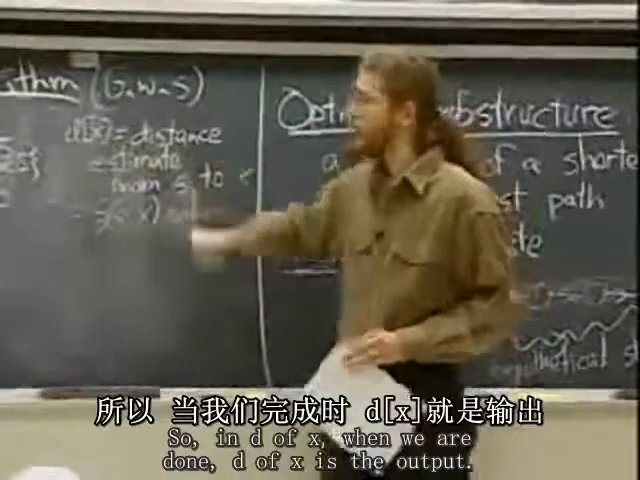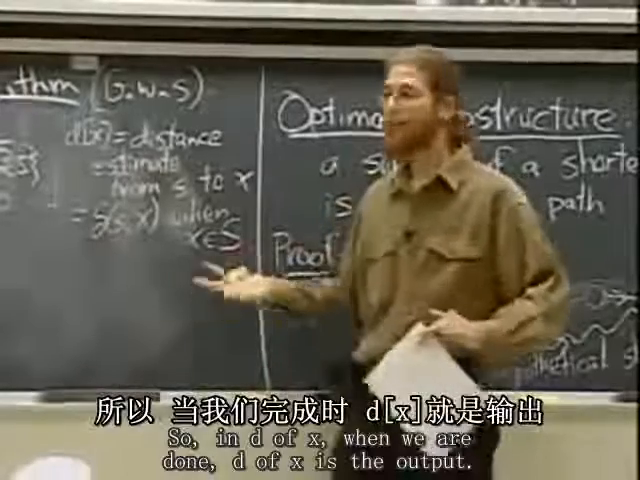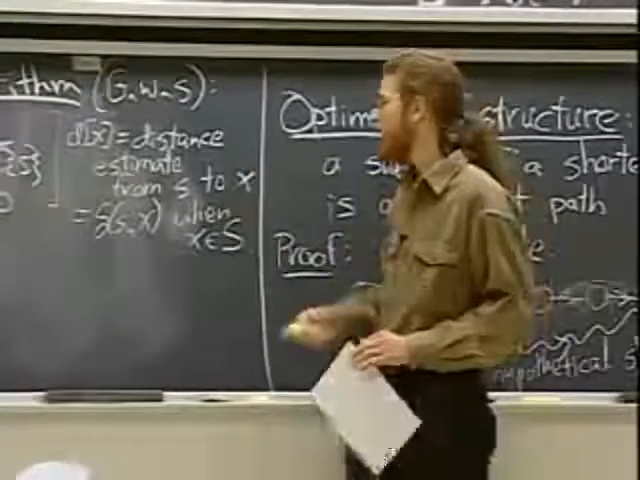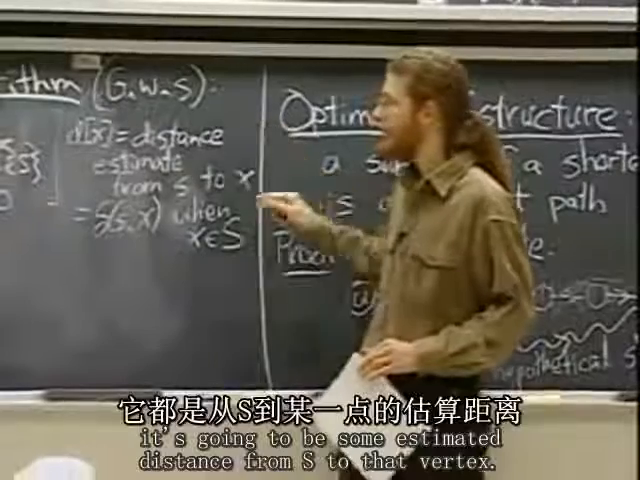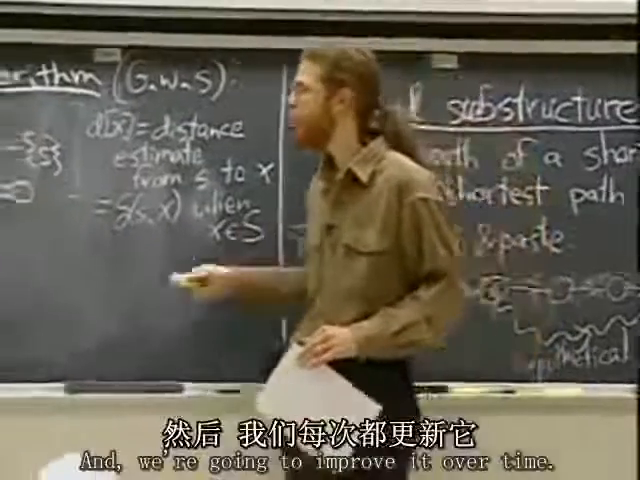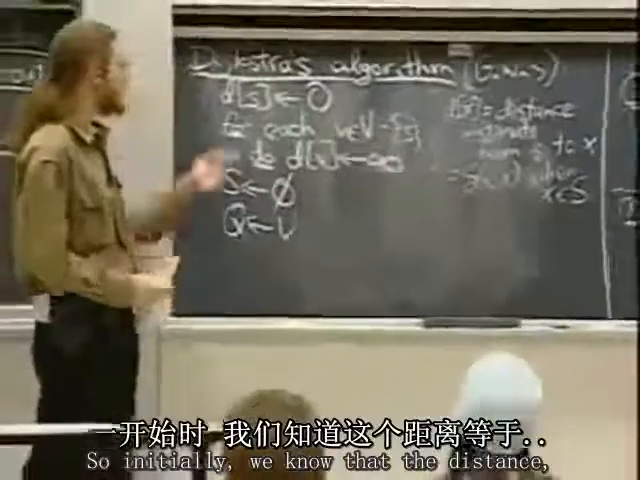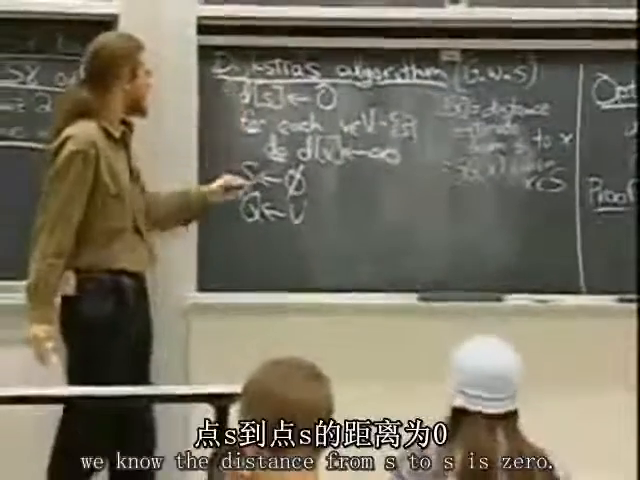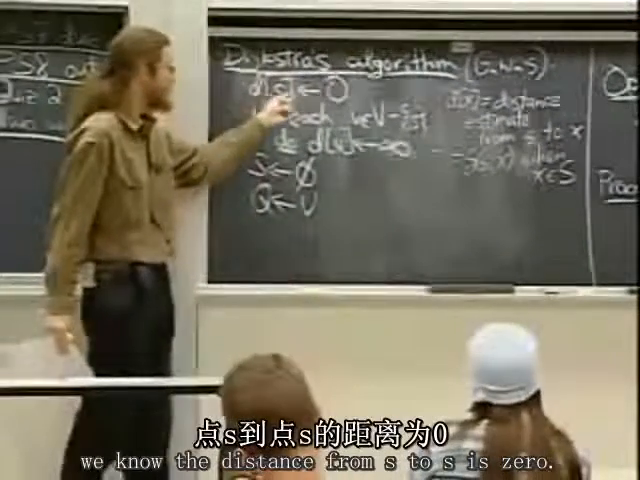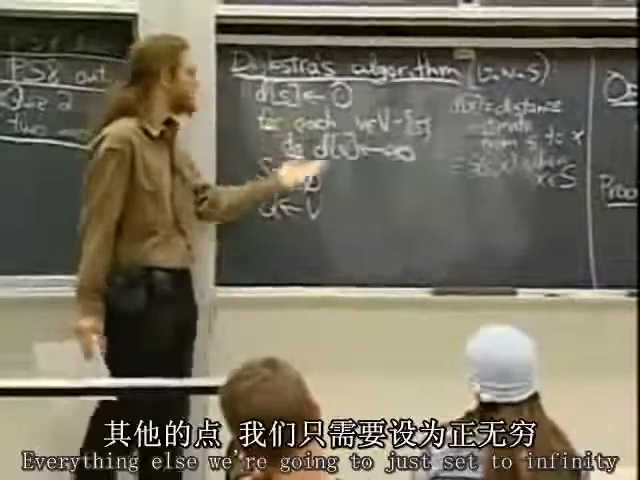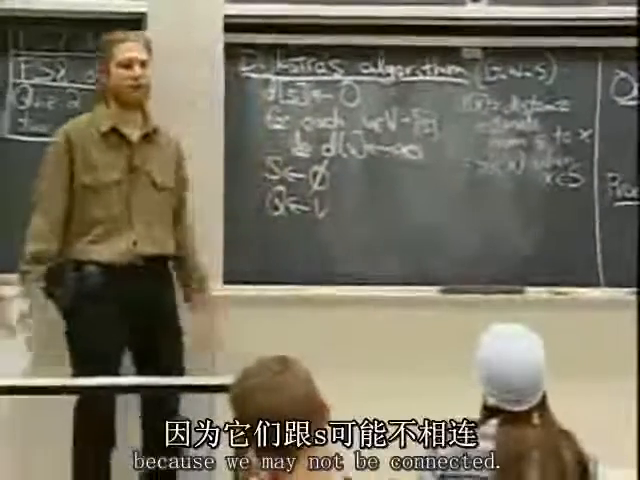So d of x, when we're done, d of x is the output. For every vertex, it's going to give us the shortest path weight from S to that vertex. Along the way, it's going to be some estimated distance from S to that vertex, and we're going to improve it over time. Initially, we know that the distance from S to S is 0, so we're going to set that to be our estimate. It's going to be accurate. Everything else we're just going to set to infinity because it may not be connected.